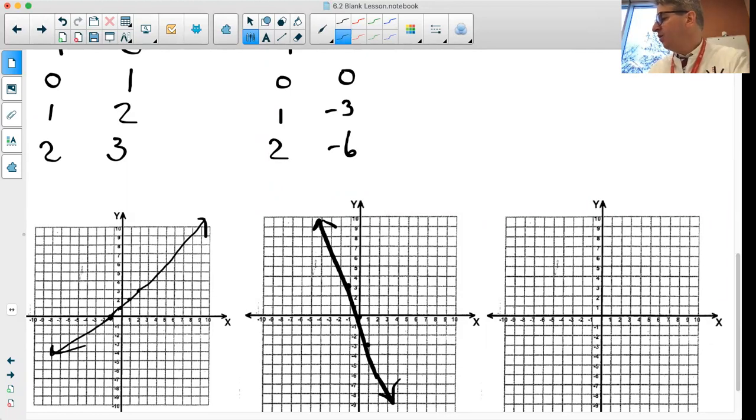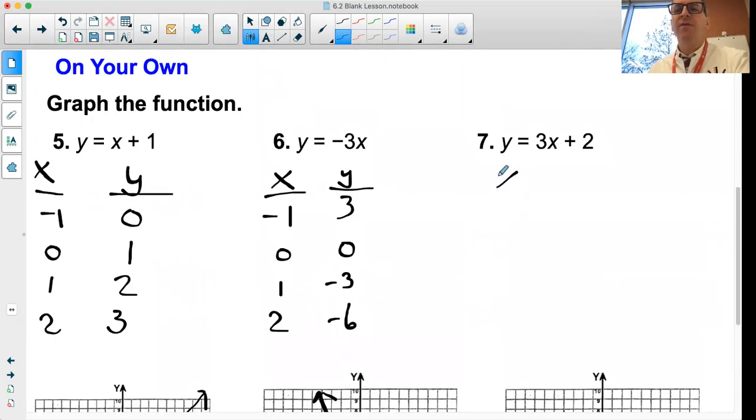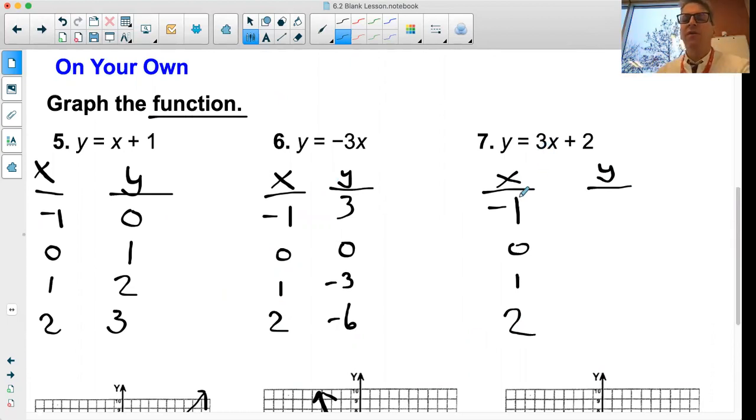Number 7, y equals 3x plus 2. So again, I'm going to use the same x's, negative 1, 0, 1, and 2. If I'm looking to graph this function, I'm going to first multiply the x by 3. 3 times negative 1 is negative 3, plus 2 is negative 1. 0 times 3 is 0, plus 2 is positive 2. 1 times 3 is 3, plus 2 is 5. 2 times 3 is 6, plus 2 is 8.